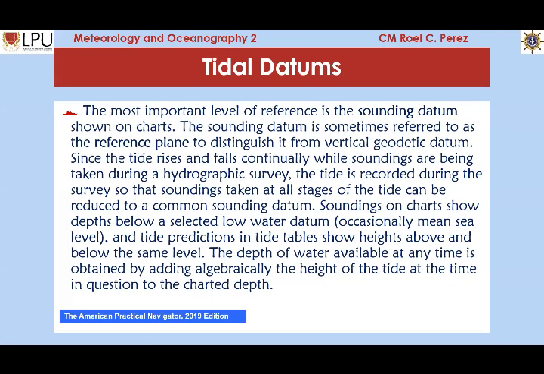So in case of the Baltic Sea, because there is little effect of the tide, they are using the mean sea level. Okay, and tide predictions in tide tables show heights above and below the same level. The depth of water available at any time is obtained by adding algebraically the height of the tide at the time in question to the charted depth.